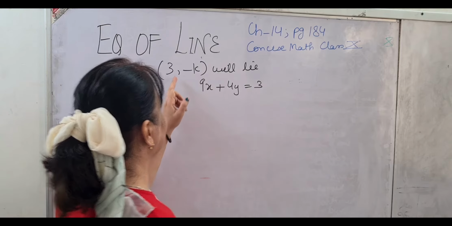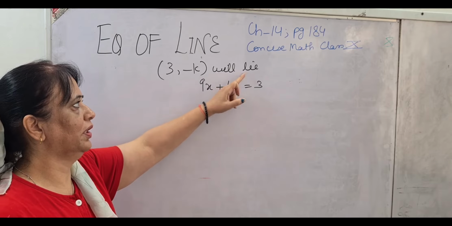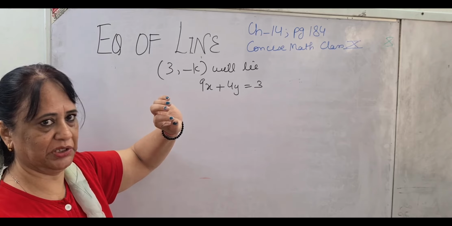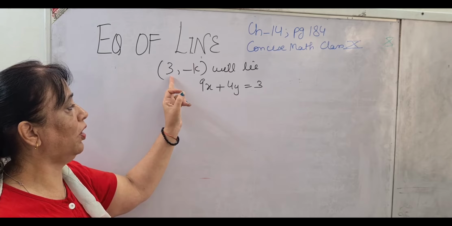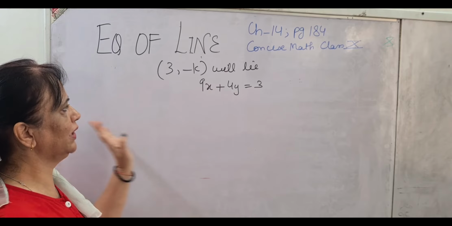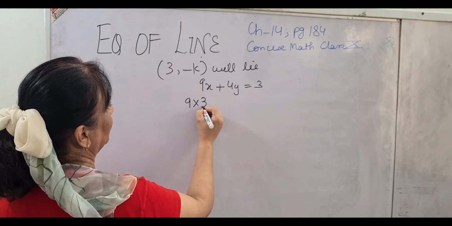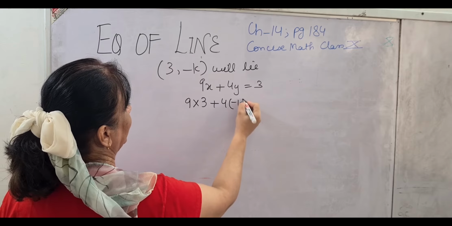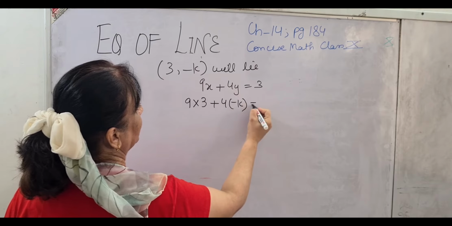So they have already said that this point lies here. "Will lie on" means it has already been given in the question that the point lies on the line. So same thing: put the abscissa in the place of x and the ordinate in the place of y. You know very well x is abscissa, y is ordinate, is equal to 3.